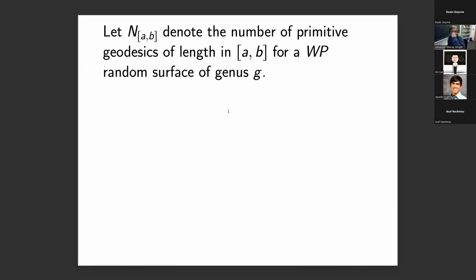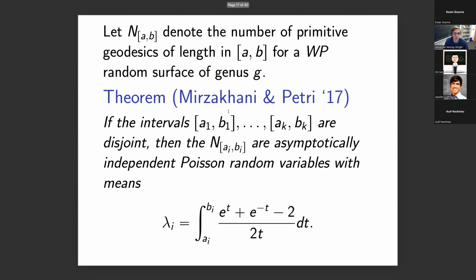And so for this, we're going to look at a random variable on the moduli space of genus g surfaces called N_{a,b}, which will be a natural number valued random variable that denotes the number of primitive geodesics of length in this interval [a,b] for a Weil-Petersson random surface of genus g. So this is an integer valued random variable. And the recent theorem of Mirzakhani and Petri is that these random variables are Poisson. And they're Poisson with a beautiful mean that's just given by this integral of (e^t + e^{-t} - 2)/(2t).